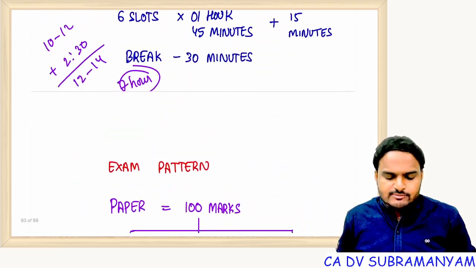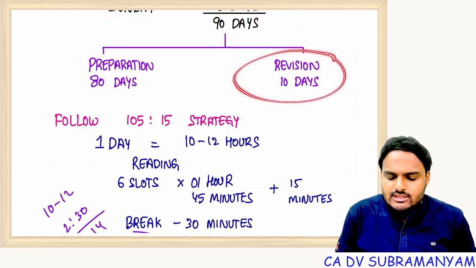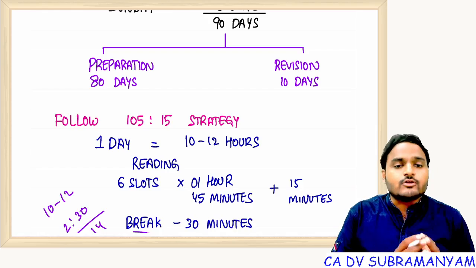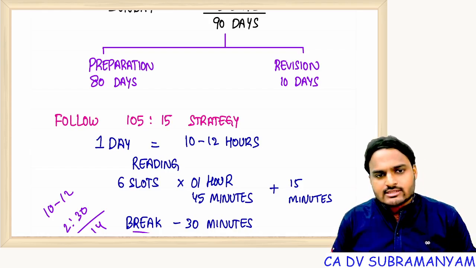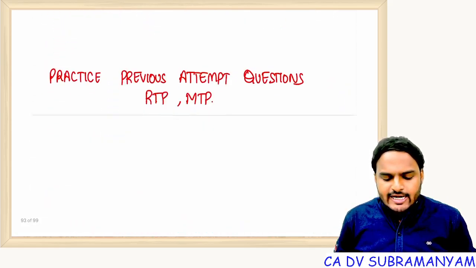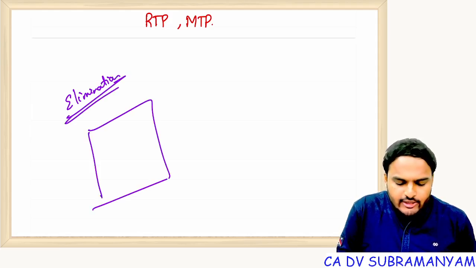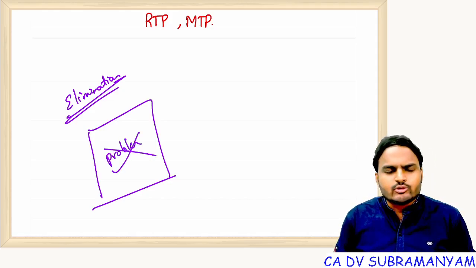Next one, once preparation is over, then start revision immediately. Getting it? For problematic subjects, you have to follow one strategy. For theoretical subjects, you have to follow another strategy. For problematic subjects, the strategy is the elimination method. Once you solve a problem, and if you find that the problem is very easy, you just strike off that problem. No need to revise it.